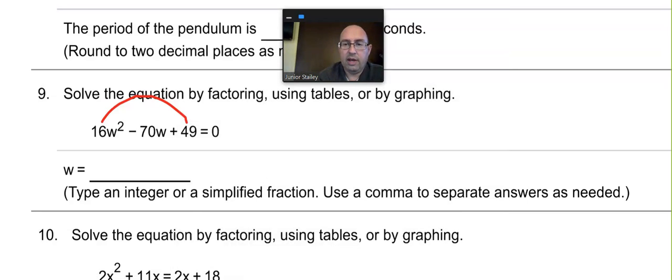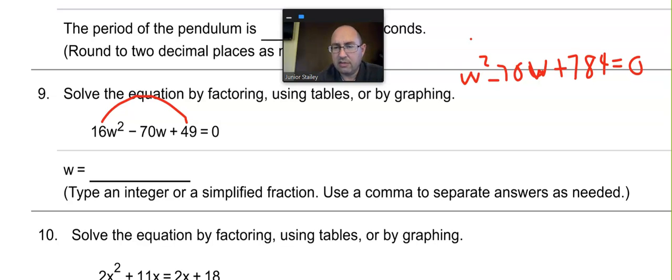Alright, so we've got w squared minus 70w plus 784. Now, I've got to admit, these numbers seem a little bit big, so I don't think I'll put big numbers like this on a test. So we need factors of 784 that add up to 70. What goes into 784? Well, I know 16 and 49 do.